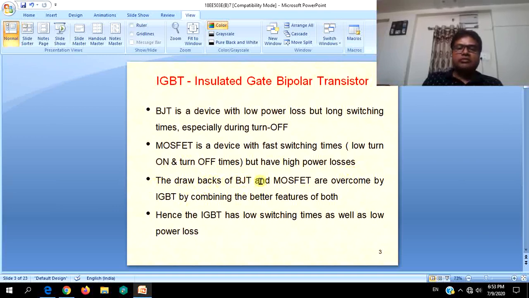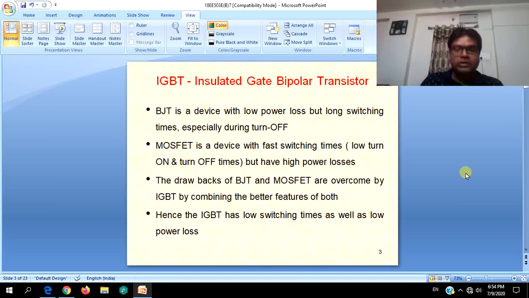The drawbacks of BJT and MOSFET are overcome by IGBT by combining the better features of both these devices. So IGBT is a combination of BJT and MOSFET, where the better features of both are incorporated in it. So IGBT has low switching times as well as low power loss. So that is how IGBT has come into existence after combining BJT and MOSFET.